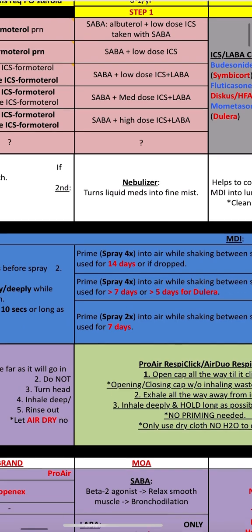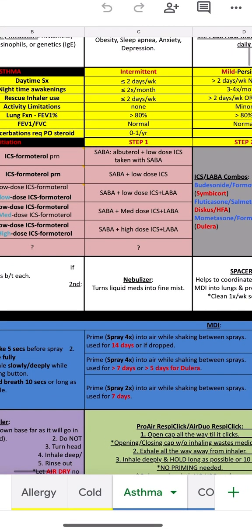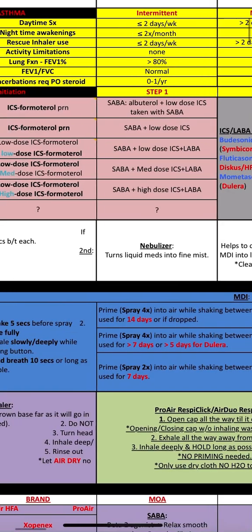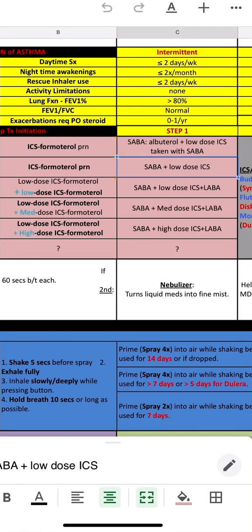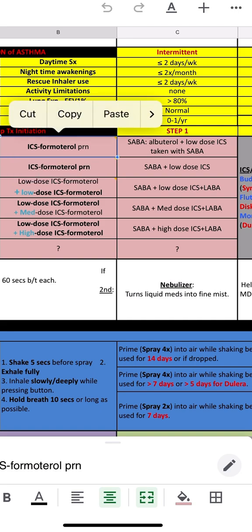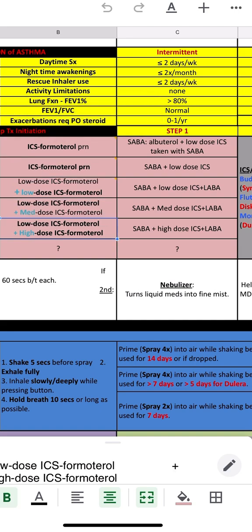So let's take a look. Example, so SABA, albuterol plus low-dose ICS taken with SABA. Okay, so the columns right here are all the old guideline. The columns right here are our new guidelines.